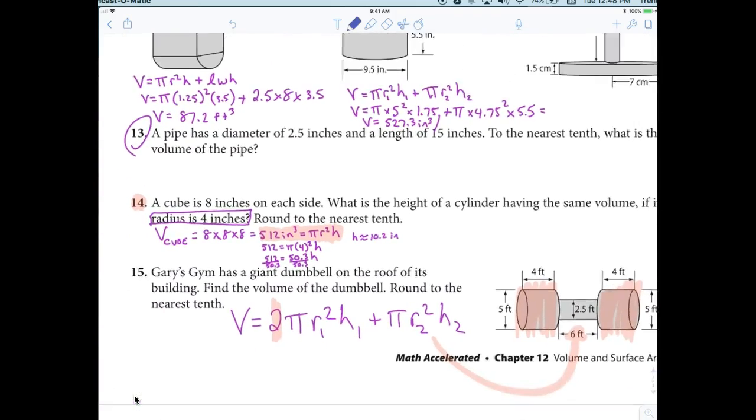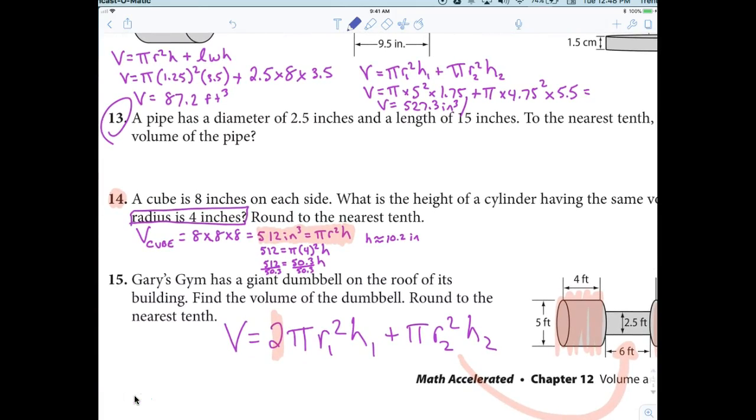All right, so a pipe is just a cylinder. You with me on this? A pipe is just a cylinder. So the formula for volume of a cylinder is pi r squared h. Agreed? So what's the radius? Exactly. So we're going to have pi times 1.25 squared.